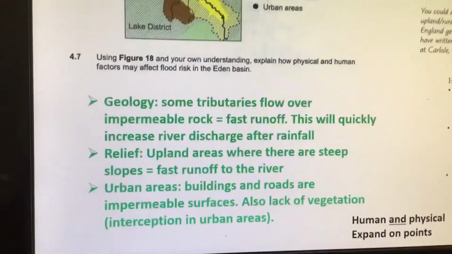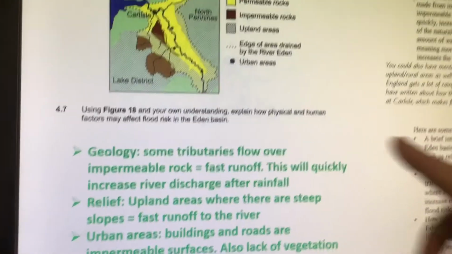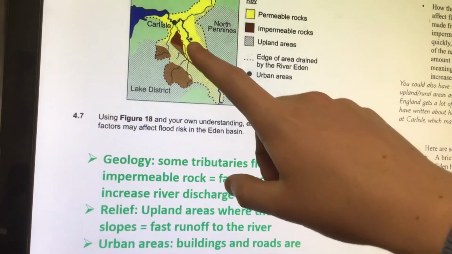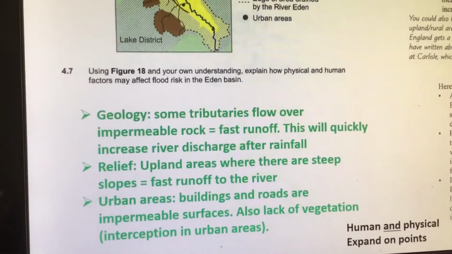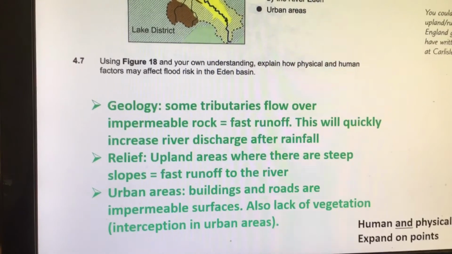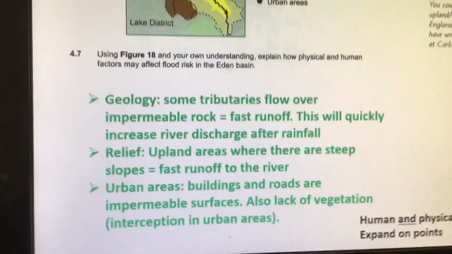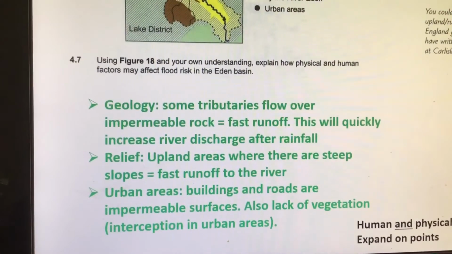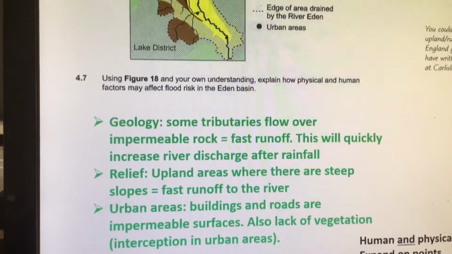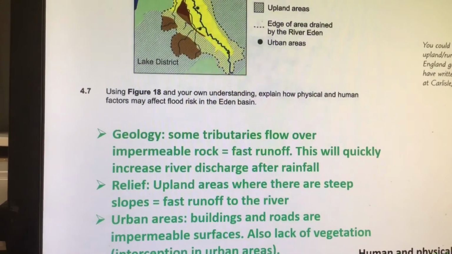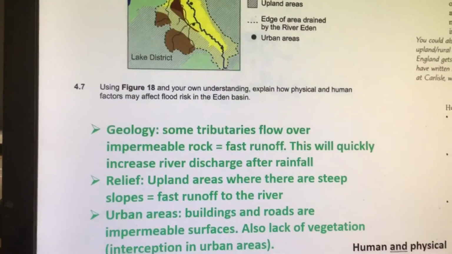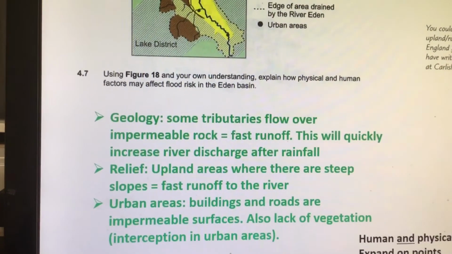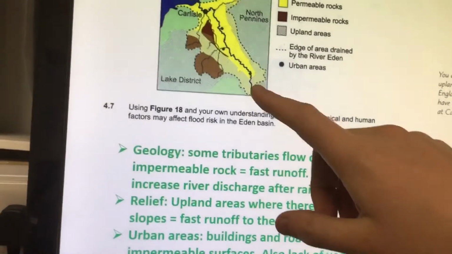So human we need. One thing you might notice is that we've got some urban areas close to the River Eden. And urban areas tend to have buildings and roads which are impermeable surfaces, like concrete. So therefore, when it rains, the water will land on this concrete and flow along to the river rather than being soaked deep underground and infiltrating into the soil. So that's one factor that will affect flood risk.